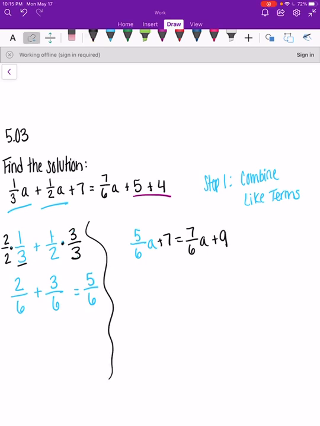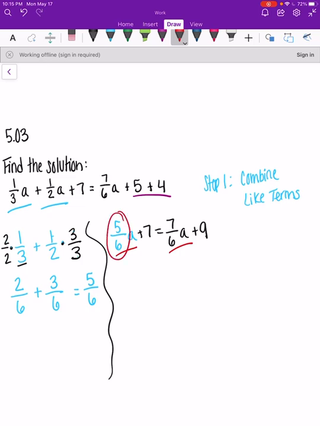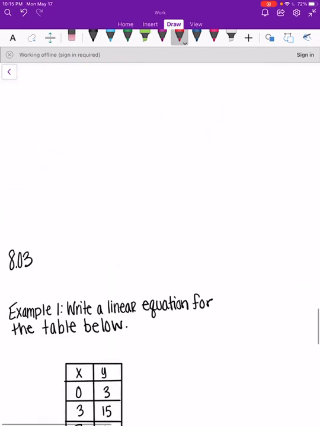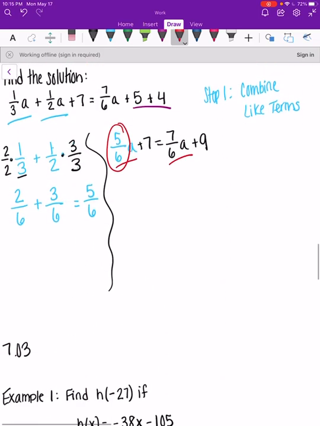I'm going to scoot this over a little bit. So now what we're going to do is I want all of my a's on the same side. And how I like to move my variables is I start with the smallest one. So I can either move 5 over 6a or 7 over 6a. But 5 over 6a is the smallest one. So that's the one I want to move.